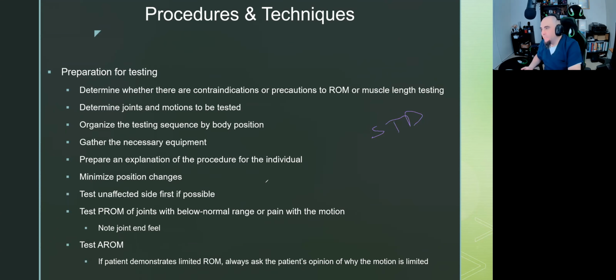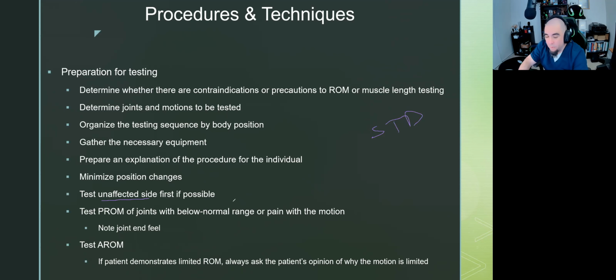We want to minimize position changes. What does that mean? If I'm doing range of motion on the shoulder, I want to get all of my supine range of motions done first. And then I may move them into prone or sidelying or standing. I want to get all my range of motions in one position done first, and then think through the rest of them. You ideally want to test the unaffected side first if possible.